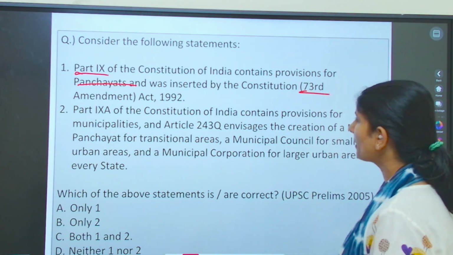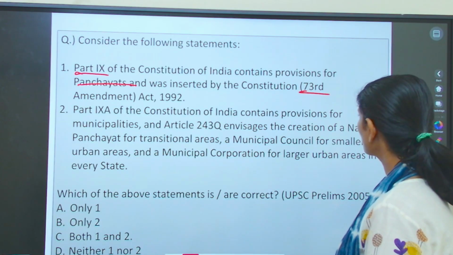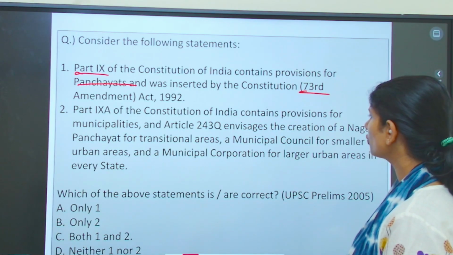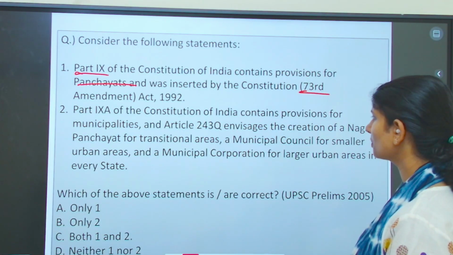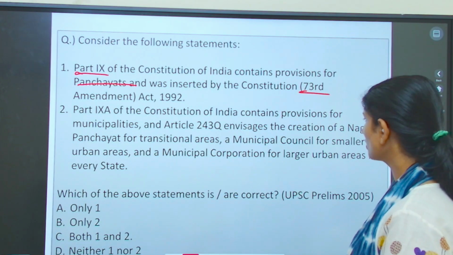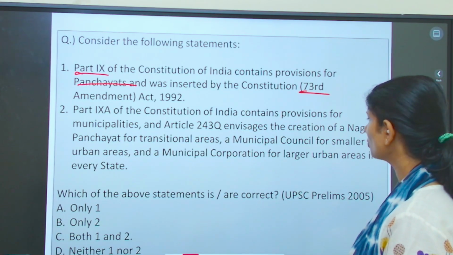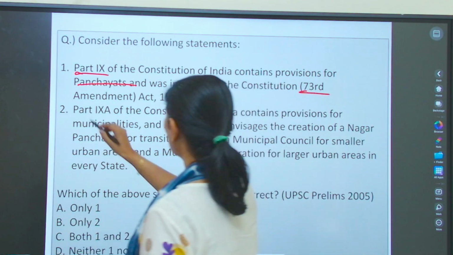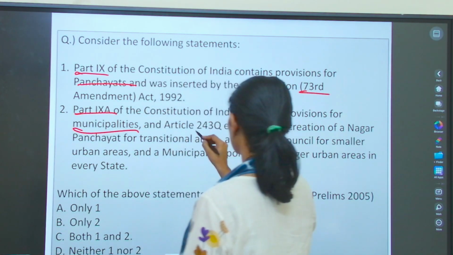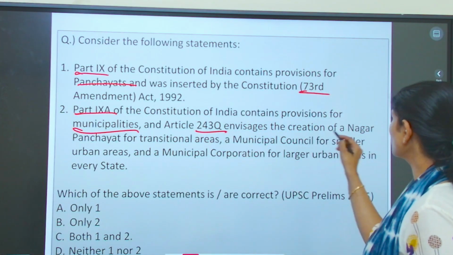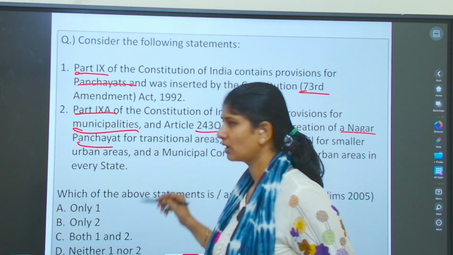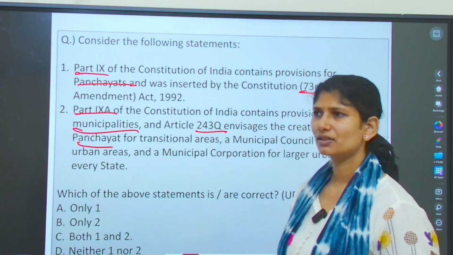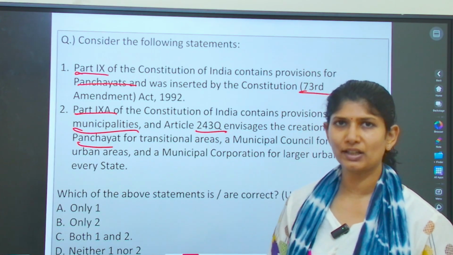Next, Part 9A of the Constitution of India contains provisions for municipalities, and Article 243Q envisages the creation of a Nagar Panchayat for transitional areas, a municipal council for smaller urban areas, and a municipal corporation for larger urban areas in every state. Part 9A, municipalities, 243Q, it creates the concept of your Nagar Panchayats, understanding? So in this, they are trying to ask more of your static only.